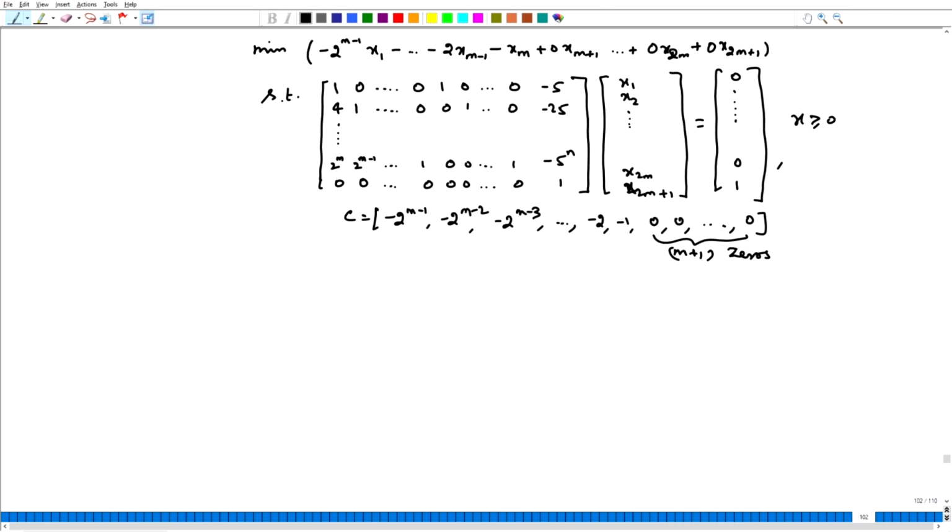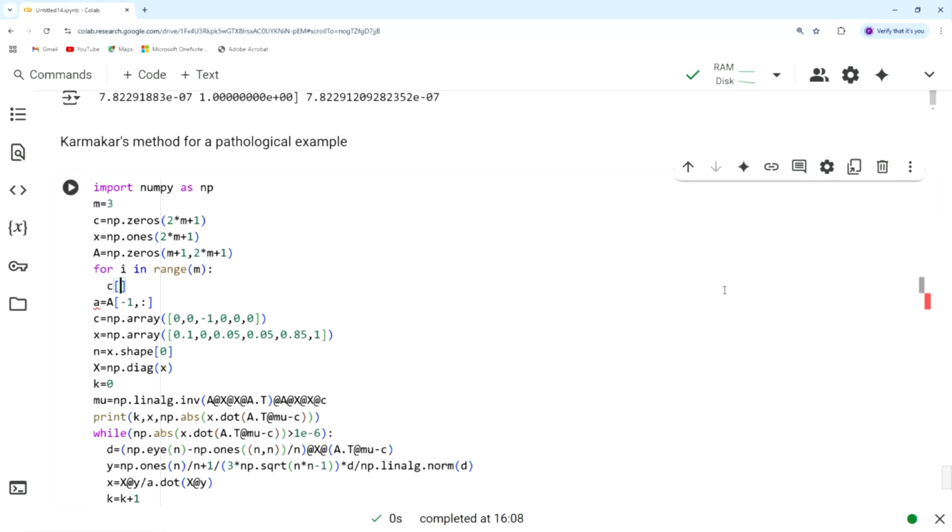Right. So, you can see that C of 0 is minus 2 power m minus 1, and C of 1 is minus 2 power m minus 2, and so on up to C of m minus 1 is minus 2 power 0, right. So, I will write this as C of I equals minus 1 into 2 power m minus 1 minus I. Okay. So, if I is 0 it is 2 power m minus 1, if I is 1 it is 2 power m minus 2, and when it is m minus 1 it is 2 power 0. Okay. So, that is basically it.